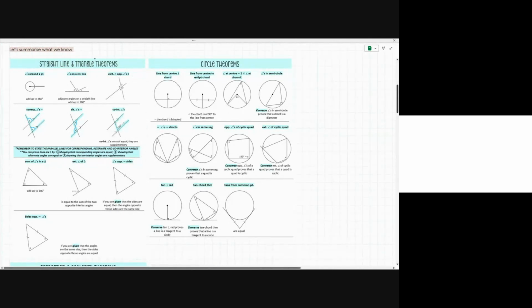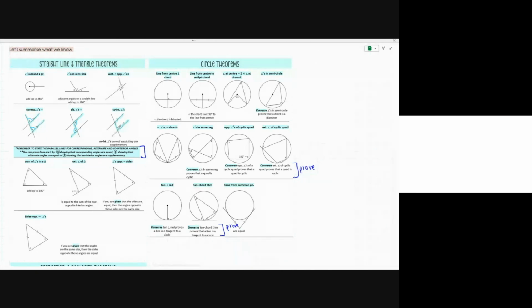Anytime you want to prove something, you're using a converse. So if you want to prove a cyclic quad, you use all of the converse reasons. If you want to prove a tangent, you use the converse reasons. If you want to prove parallel lines, you show that certain angles are either equal or supplementary. And I've broken all of this down for you here.